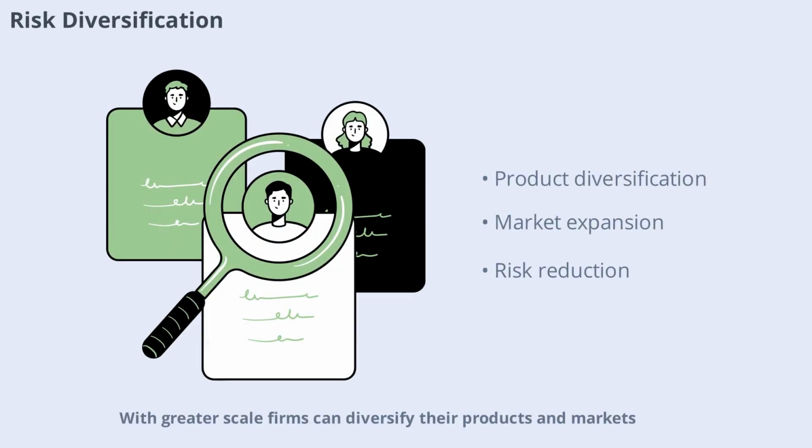With greater scale, firms can diversify their products and markets, spreading risk. If one product or market faces challenges, others can help stabilize the business. This diversification is another reason why large firms tend to be more resilient.